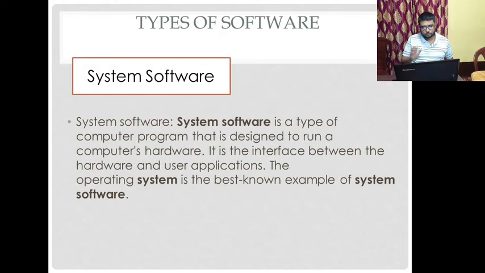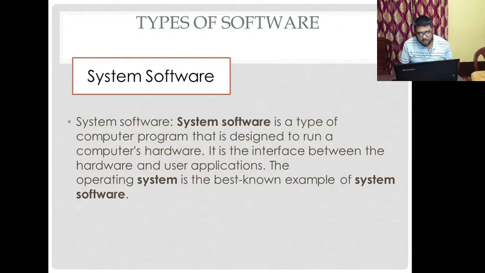Now, I have already discussed what software is. So there are three types of software we have spoken about. The first one is the system software. System software is a type of computer program that is designed to run the computer hardware. It is the interface between the hardware and the user's application. The operating system is the best example of system software.